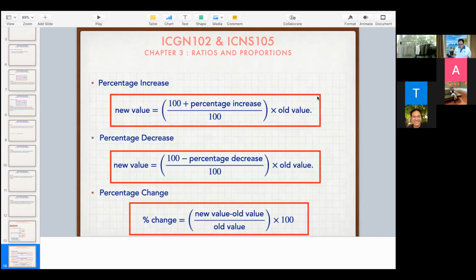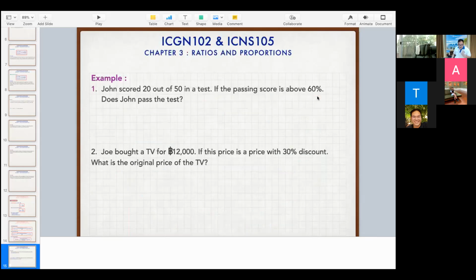Okay, so in this one, I'll switch back and forth between the example and this slide, so that you see in which category of the things we have to use each one.